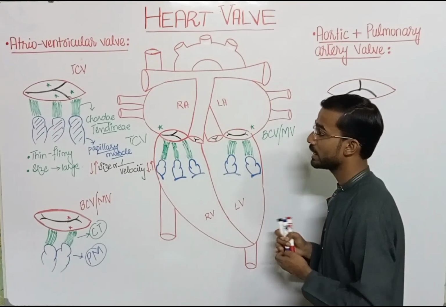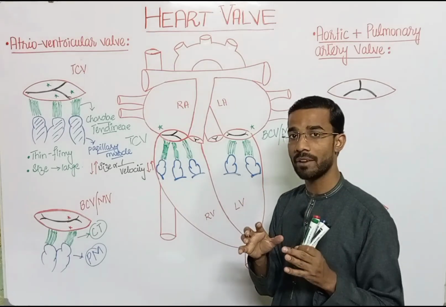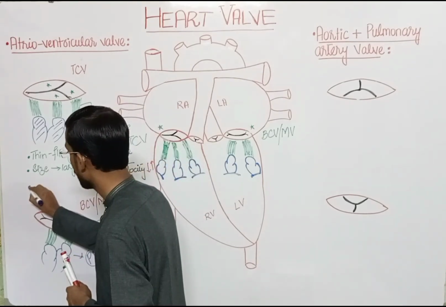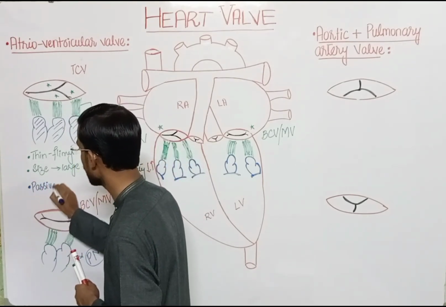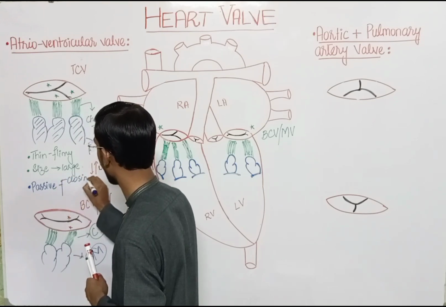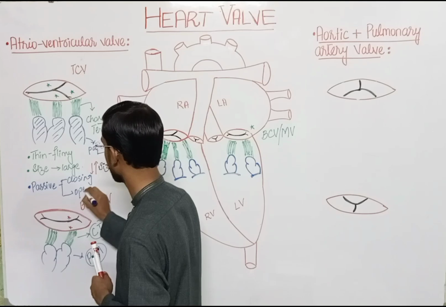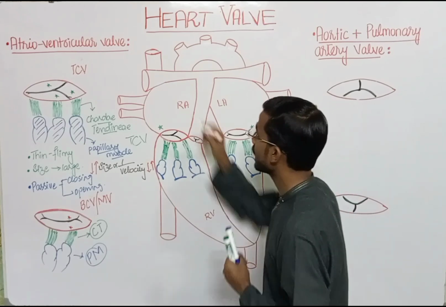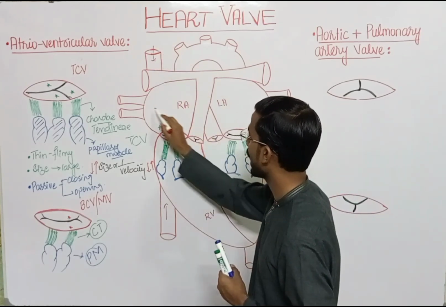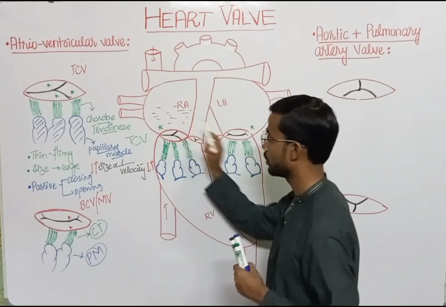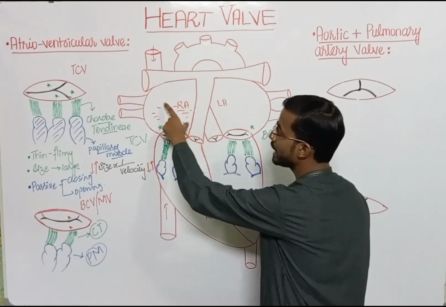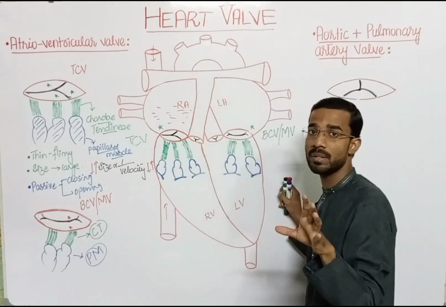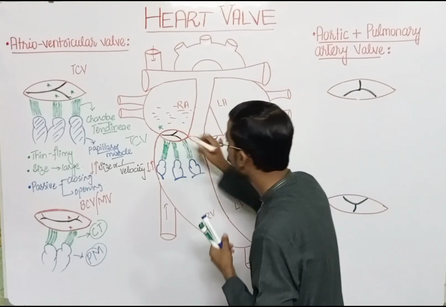If you see, the opening and the closing of the valve are basically passive. Passive closing and opening. This is the most important point. If you see here, when the blood enters from the superior and the inferior vena cava into the right atrium, and the right atrium contracts, then these valves open. The tricuspid valve opens passively due to the forward pressure.